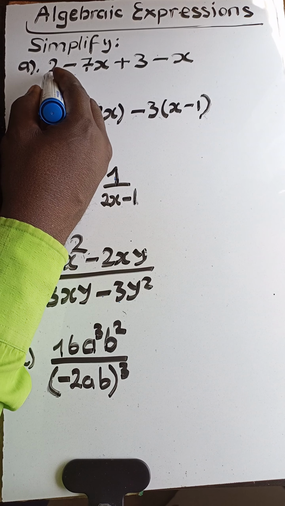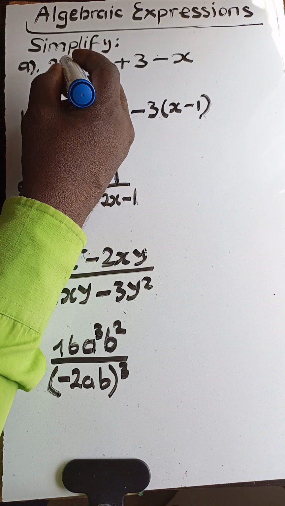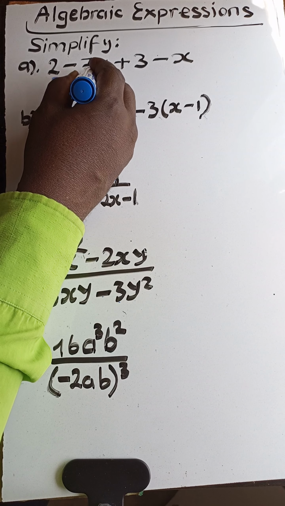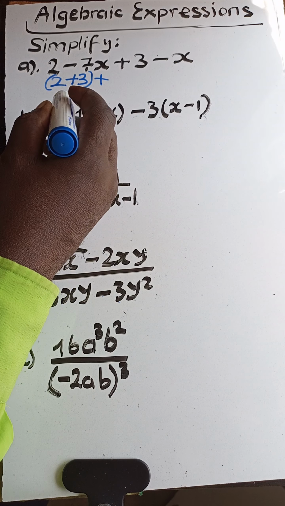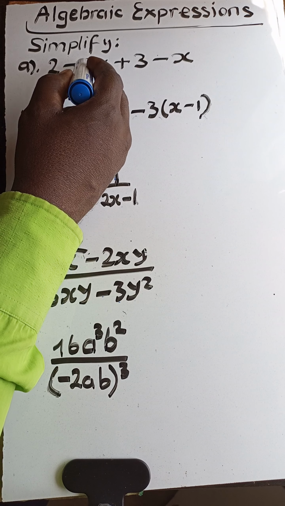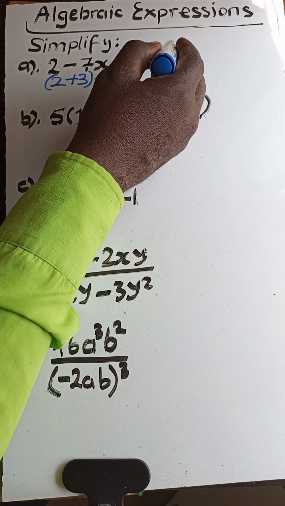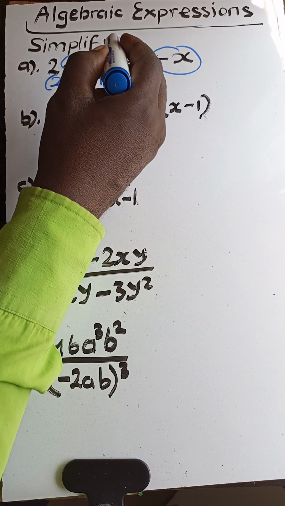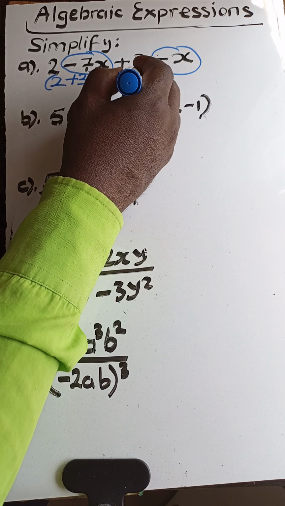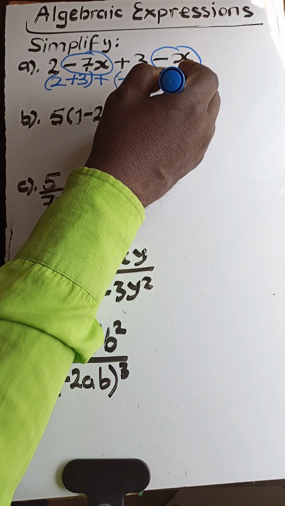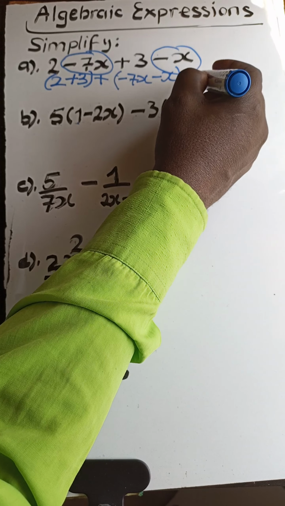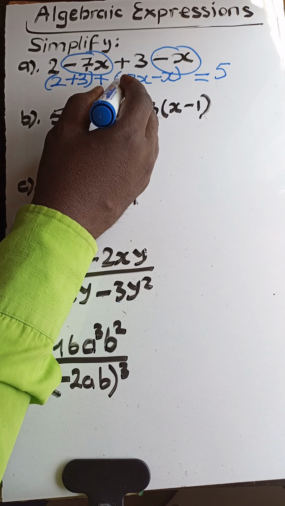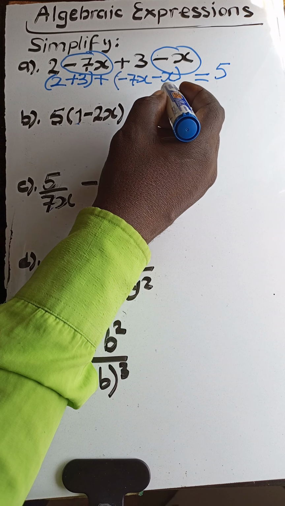Now, we have a constant here, 2, and another constant here, 3. So we bring them together. So we have 2 plus 3 plus. We now look, we have an x term here and another x term here. Pay attention, each term goes with its sign. And so we're going to have plus negative 7x minus x. So that we are going to have 2 plus 3, 5, and negative 7x minus x.